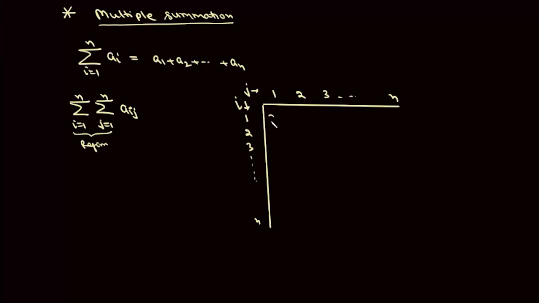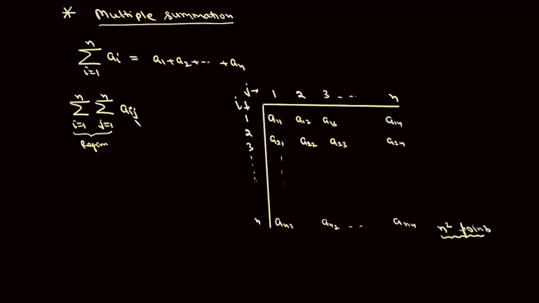And then we have the first row, a11, a12, a13 to a1n, then a21, a22, a23, a2n. And here will be an1, an2 and ann. So basically we have n square points, and we are taking the summation over those n square points. So this double summation of a_ij is nothing but the sum of all the elements in this grid.